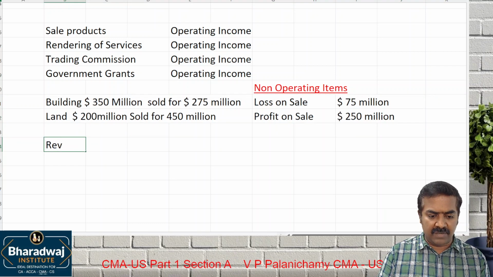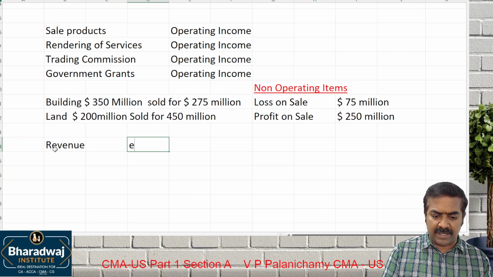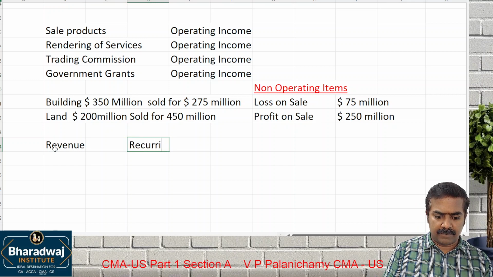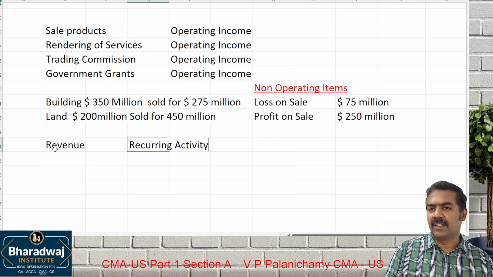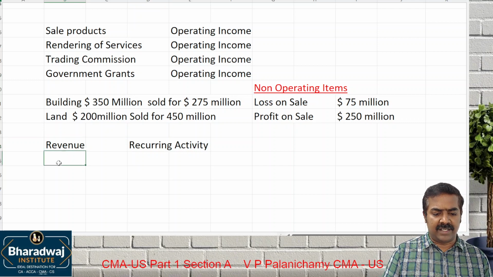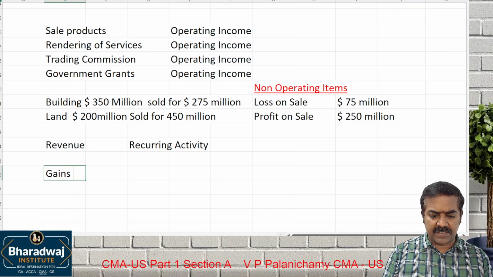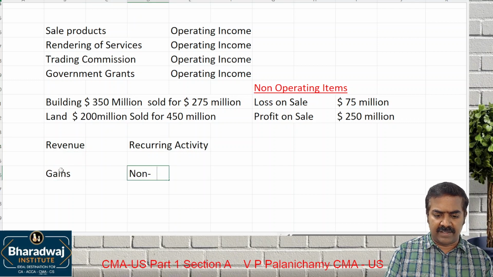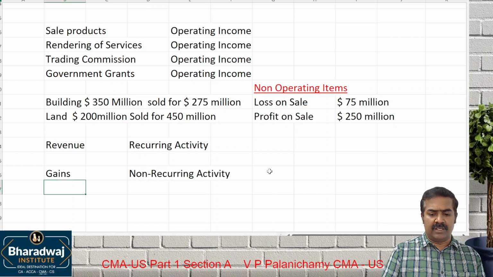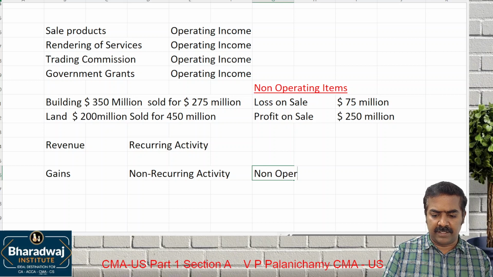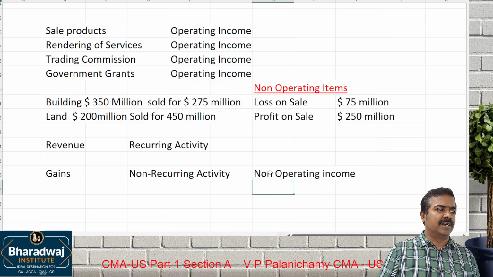Please note, revenue comes from a recurring activity. Gains come from a non-recurring activity. This we call non-operating incomes, because it's not a regular income from the business. It is not coming regularly.